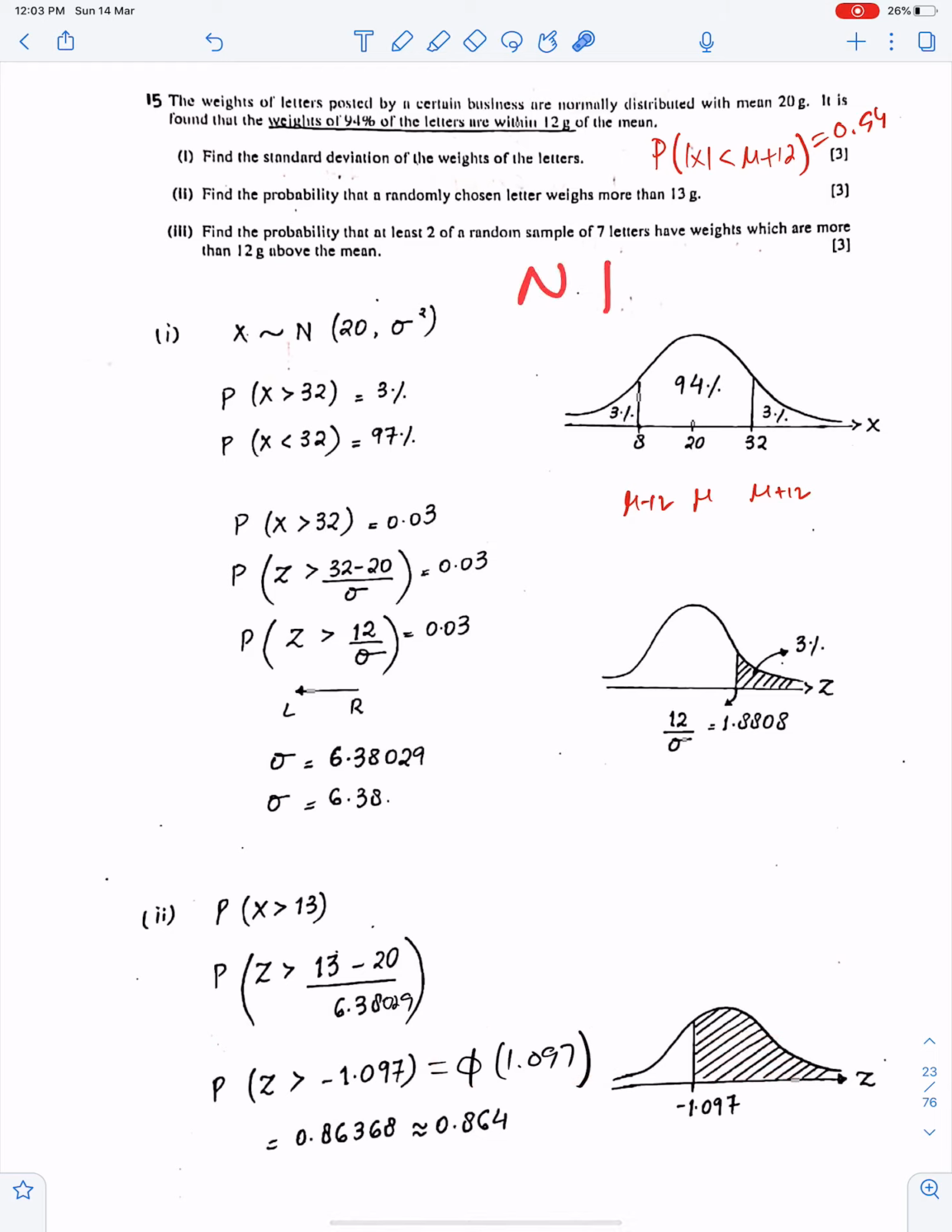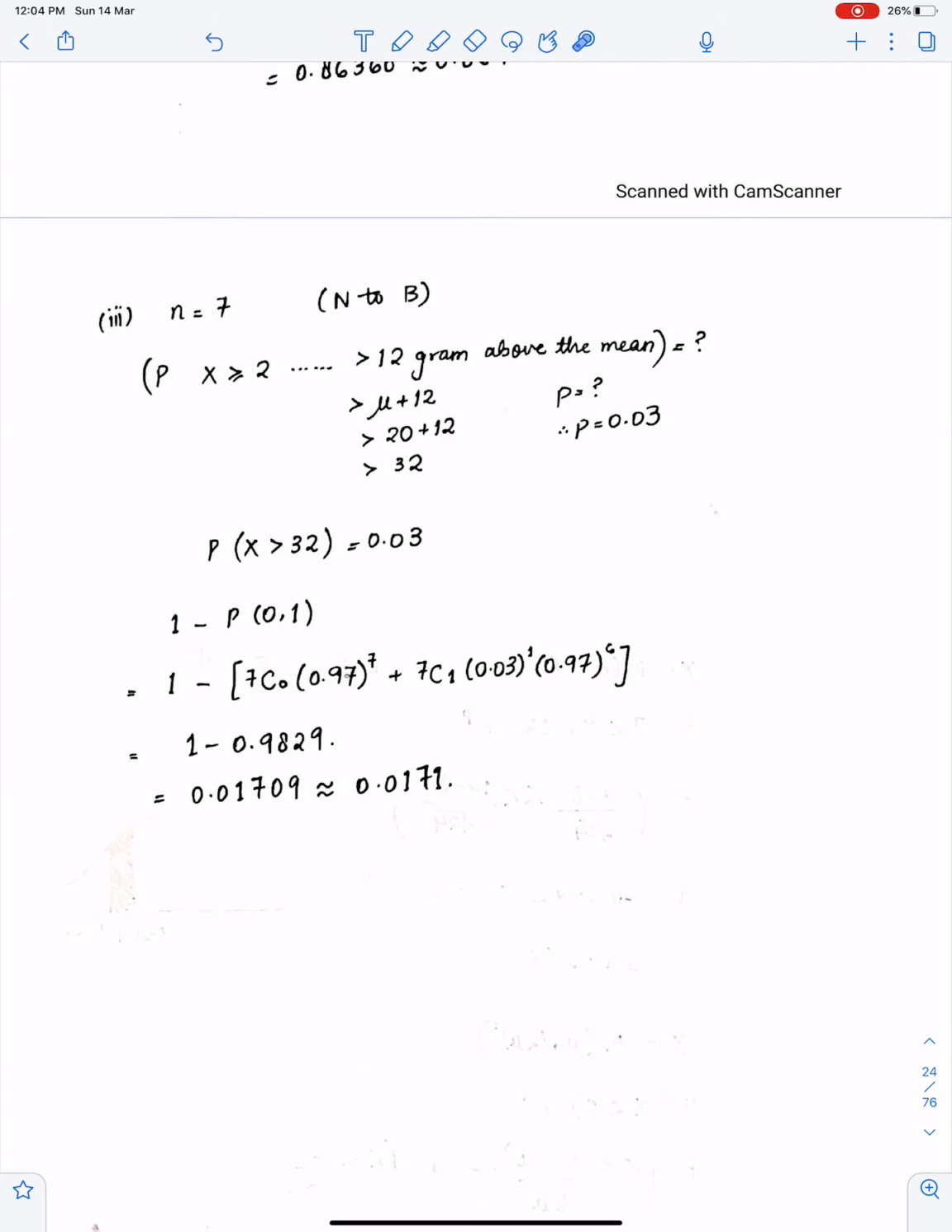Now this is normal to binomial because n is 7 and at least 2 more than 12 gram above the mean. Now 12 gram above the mean means this probability, 3%. This statement means this area. So this means P is 3% of binomial. So 12 gram above the mean is 3%. So at least 2 means 1 minus P of 0 and 1. With the help of binomial you can do this.